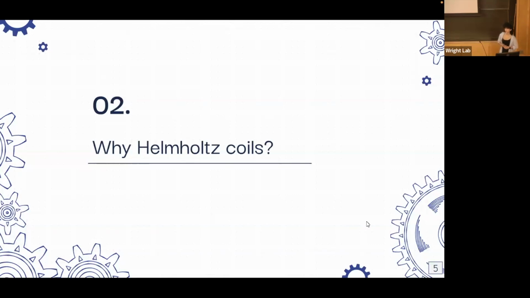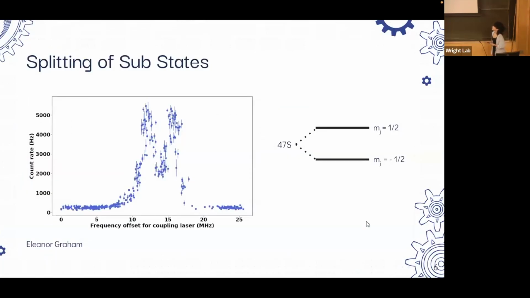So why Helmholtz coils? When we first found these Rydberg atoms and were able to detect them at the beginning of this year, we had initially run a simulation that said it was supposed to be a single Gaussian peak. However, when we did detect them, we saw two peaks, as seen here.